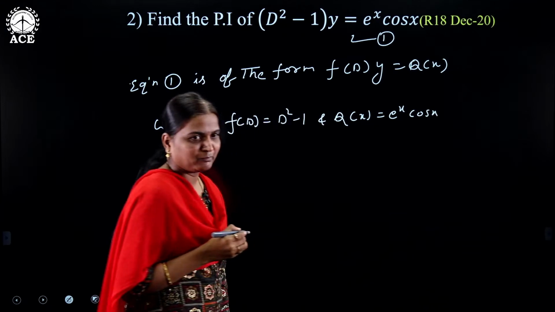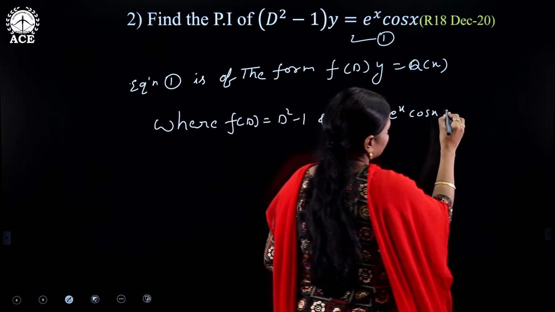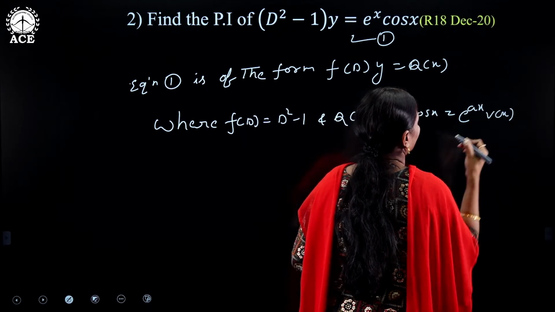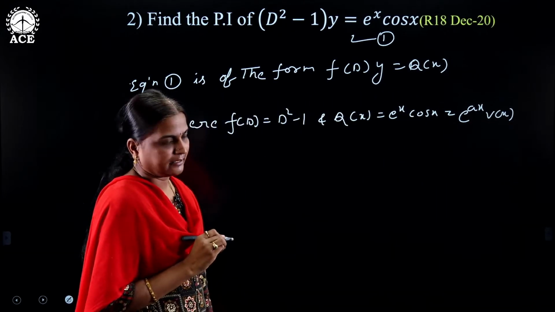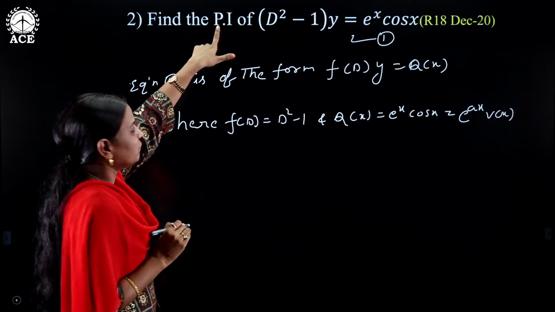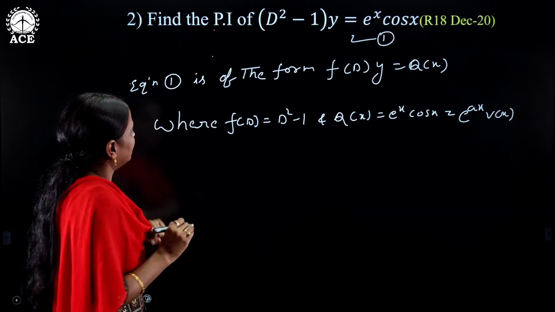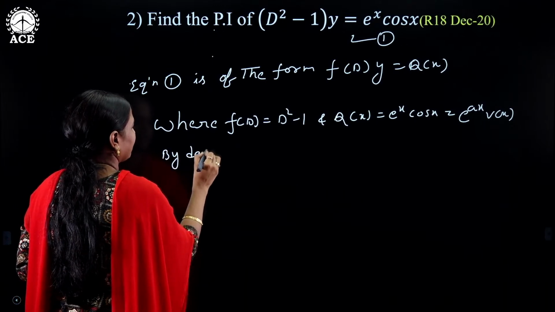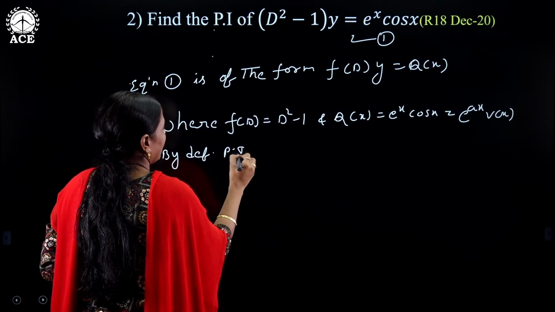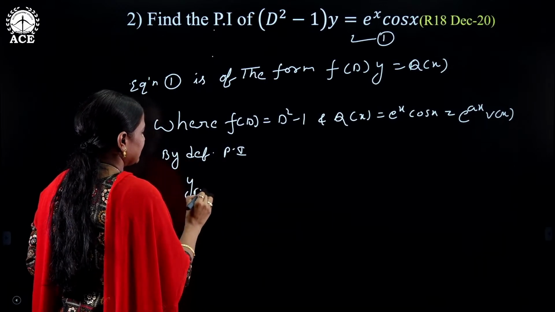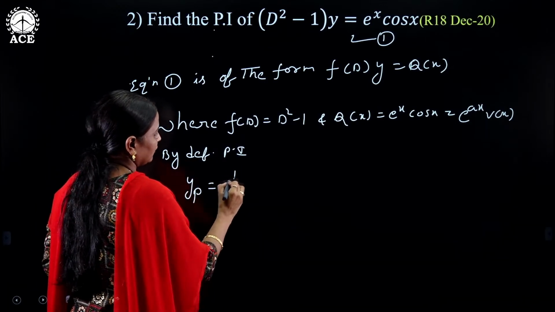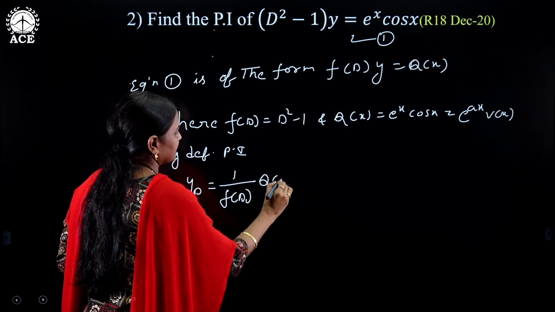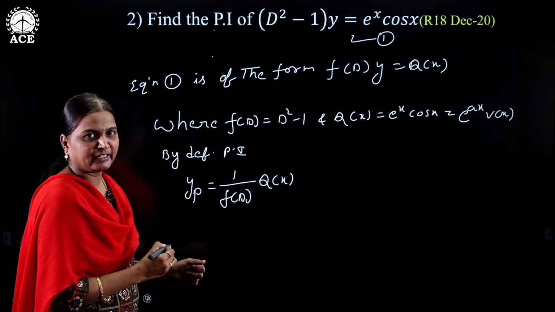Now, this RHS is of the form e power ax into v of x, where v of x is equal to cos x here. So, therefore, here we need to find only the particular integral. What is the definition of particular integral? By the definition of particular integral, yp is equal to 1 by f of d into q of x. This is the definition of particular integral.